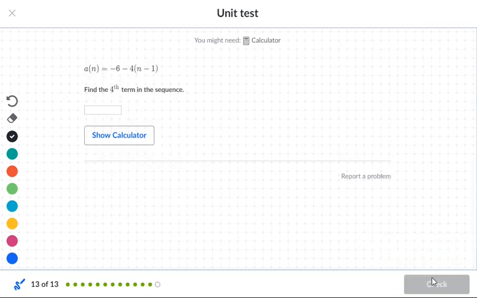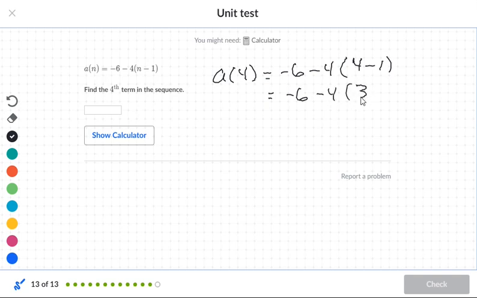Okay, so we have the following. a of n is equal to negative 6, then we have minus 4, then we have n minus 1, and we want to find the fourth term here. So we want to say a of 4 is equal to negative 6 minus 4. Now this n minus 1, that n right there is going to become a 4 minus 1. So now we're going to say negative 6 minus 4, that's going to become 3. So now we're going to say negative 4 times 3 is a negative 12, so we get a negative 18. So a of 4 is equal to a negative 18.